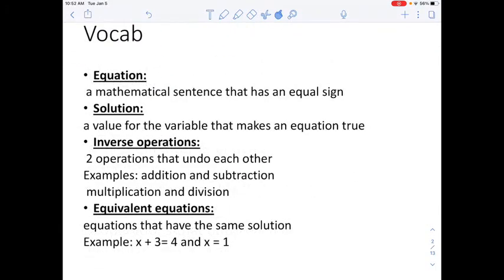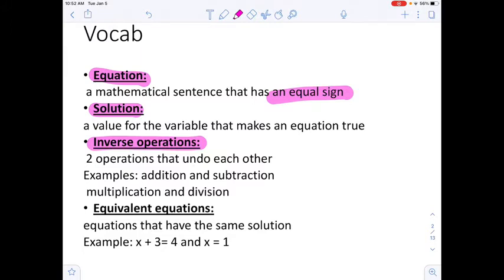Here's some vocab for lesson 4.3. So an equation is different from an expression because it has an equal sign. So we're going to be working with equations, things that have an equal sign. A solution is a value for the variable that makes an equation true. So your solution is the same thing as your answer. Inverse operations are two operations that undo each other. So addition and subtraction, multiplication and division, those are inverse operations.